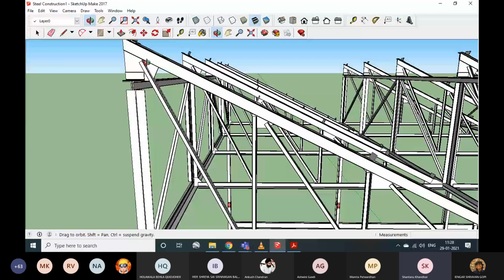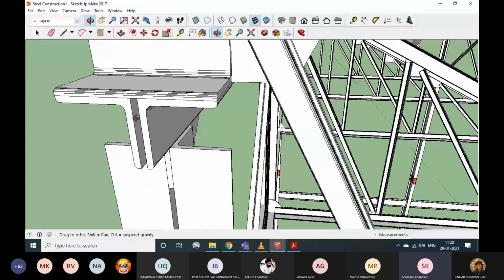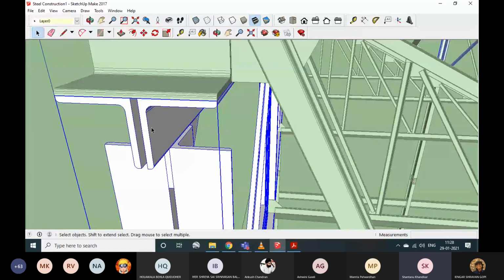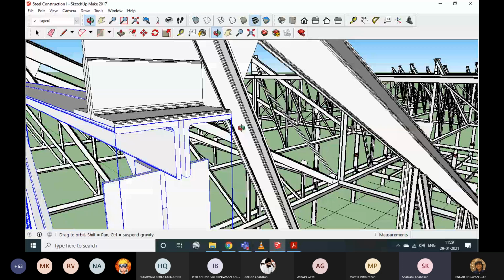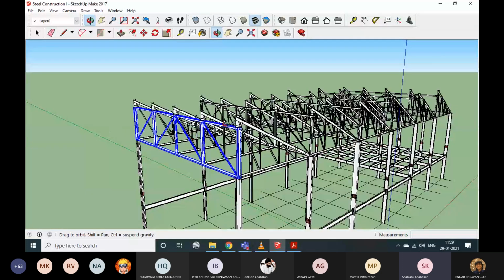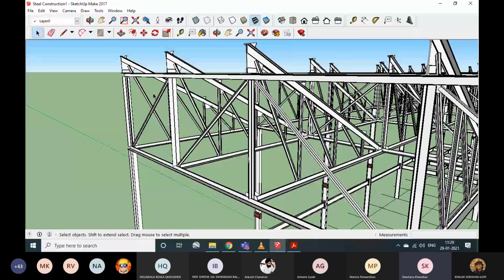I just want to zoom into this over here. You can see here that these two are the angle sections, there's this one and there's this one. These are the ones which are forming the top chord of the lattice girder, and the lattice girders are the ones which are spanning across this larger span.